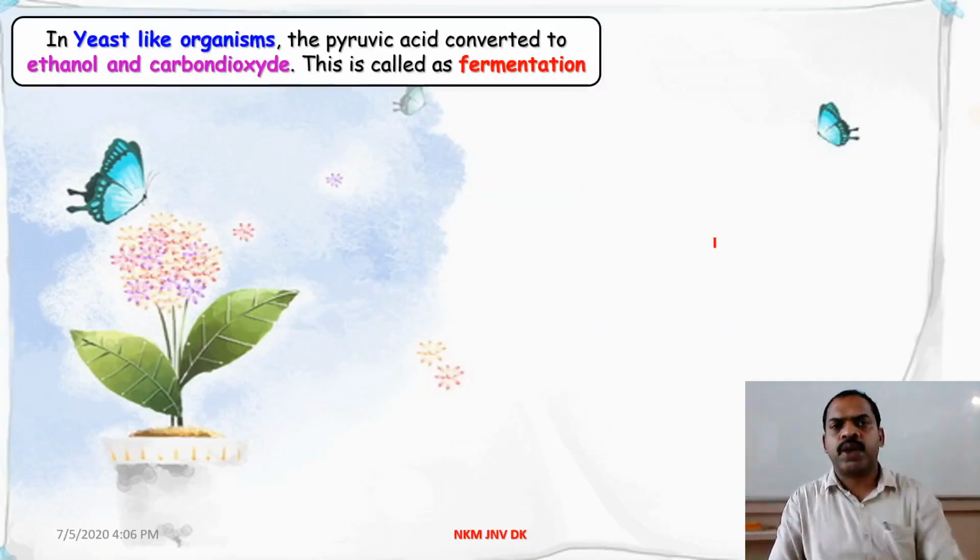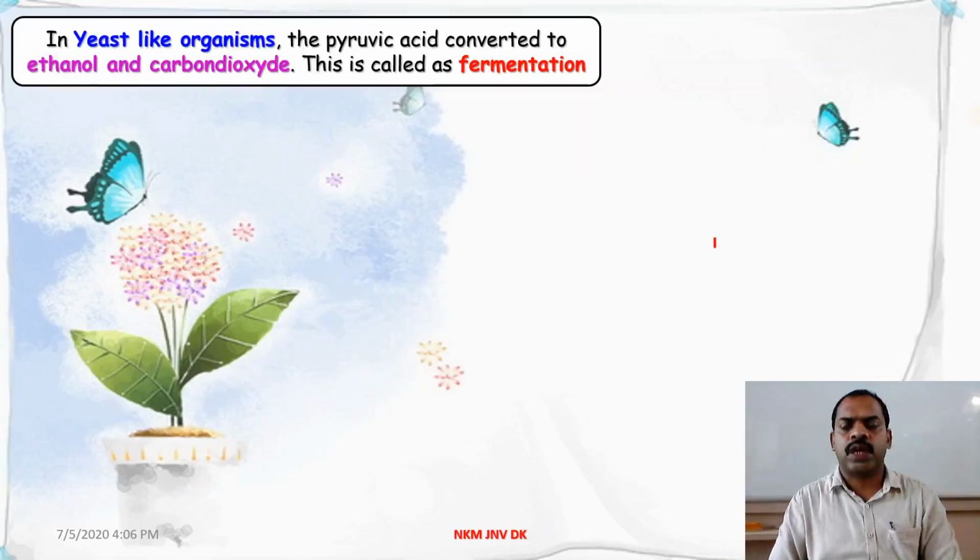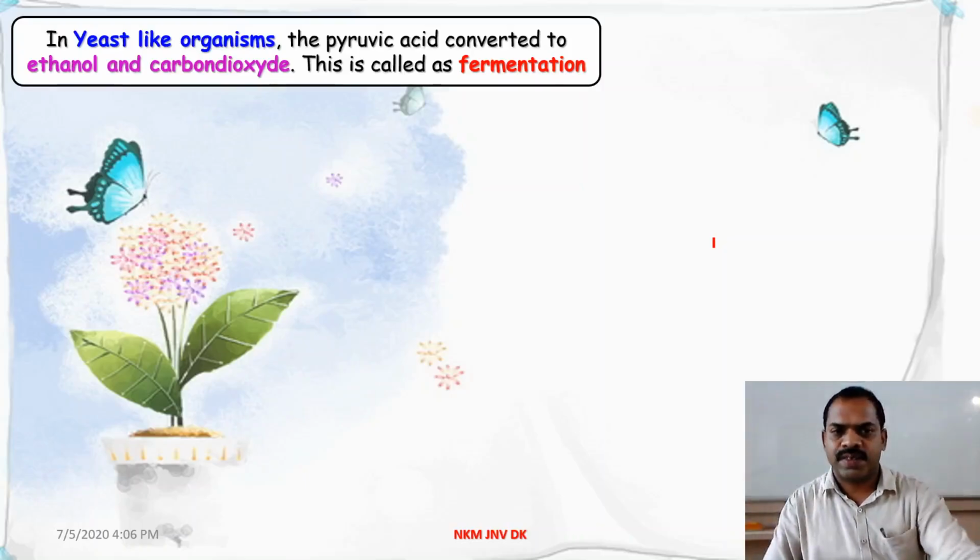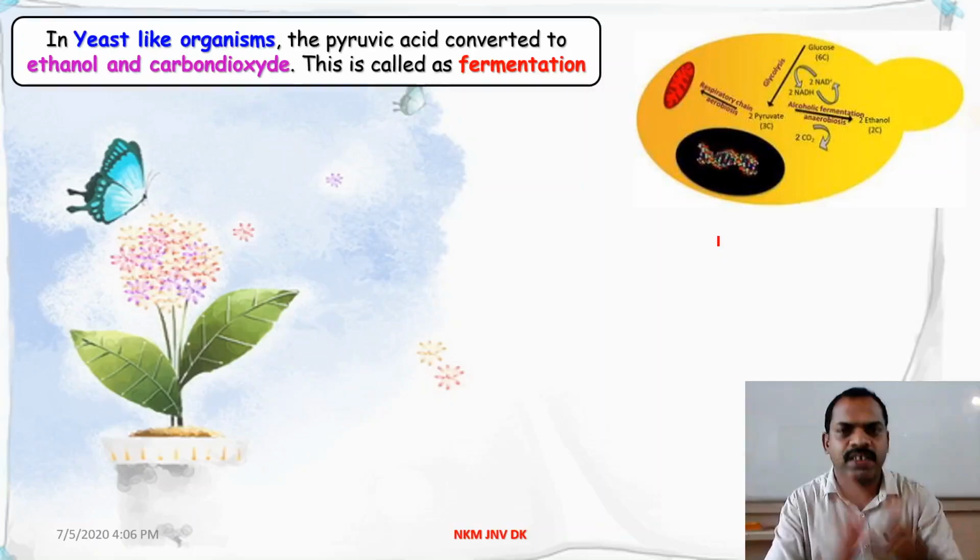This process is familiar to us. In our kitchen, yeast is one of the main ingredients used to ferment food to make certain types of breakfast items. Dosa preparation, idli preparation, a little yeast is added, so it is fermented easily. When you get a dosa, why does it have so many holes?